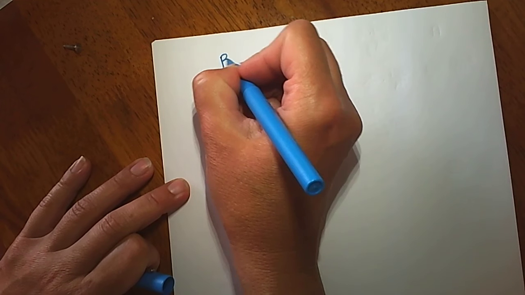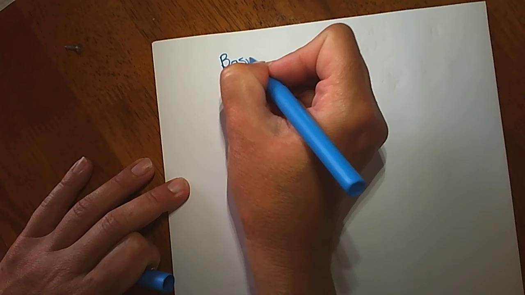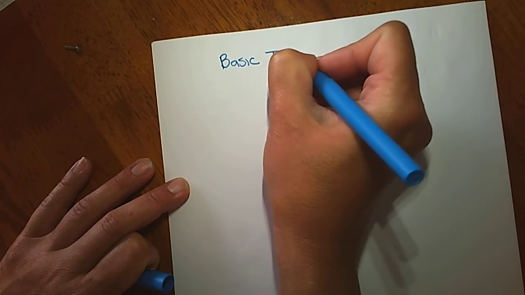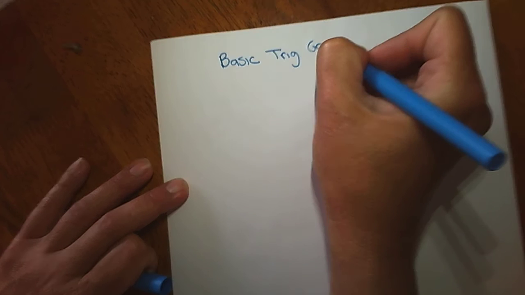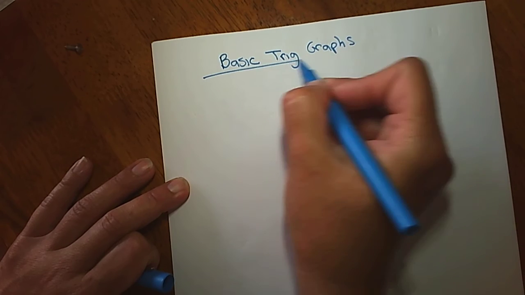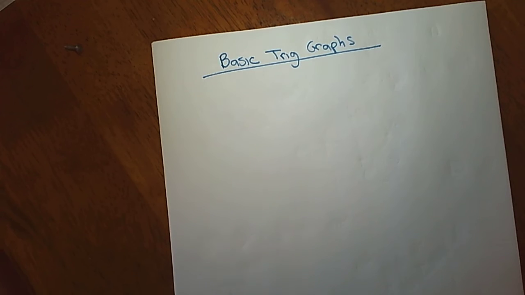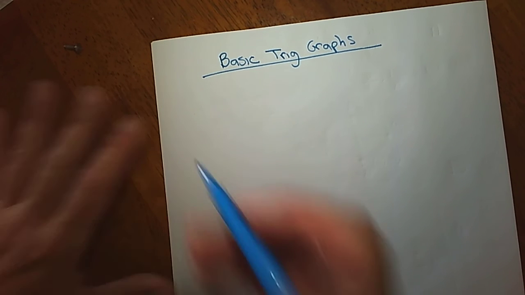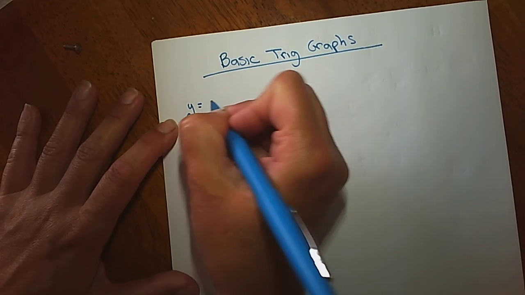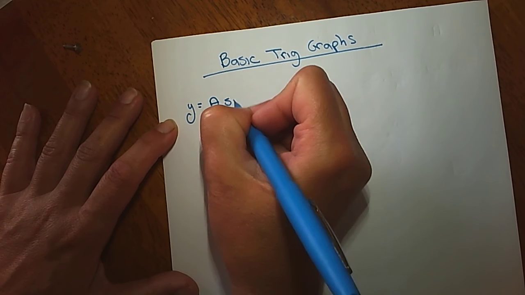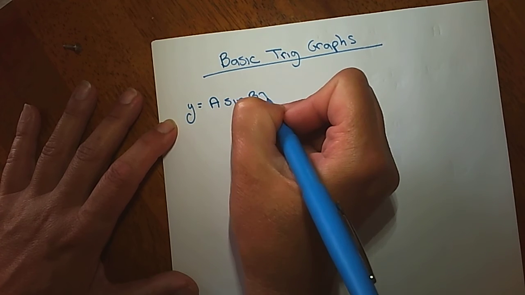So what we're going to do today, let me get some of these papers out here, is the last topic we're going to talk about this year. All right, and we're going to be doing basic trig graphs. Okay, and today we're just going to focus on sine and cosine. Now, basic trig graphs are going to be in this format.